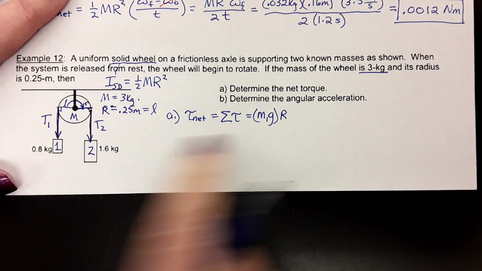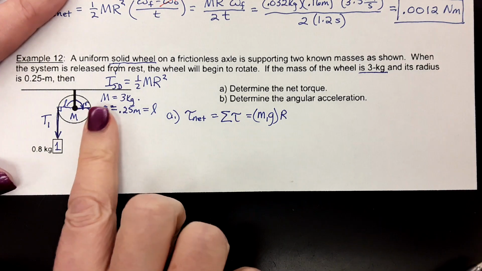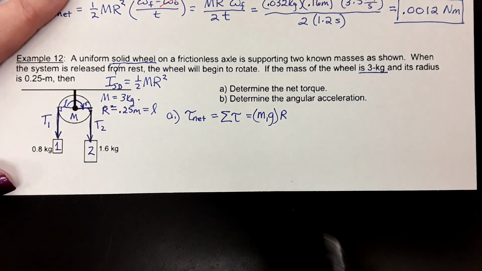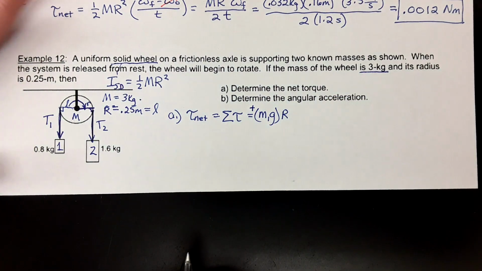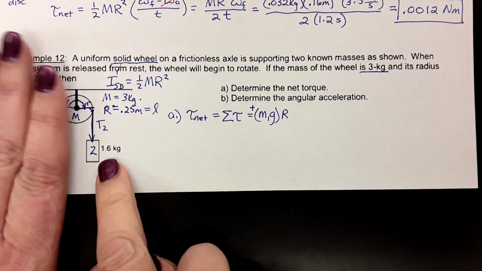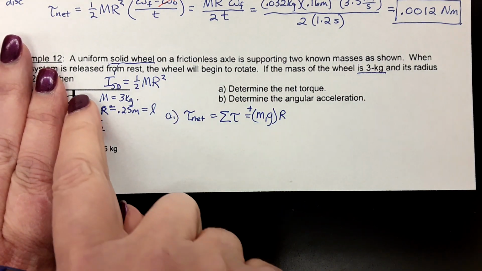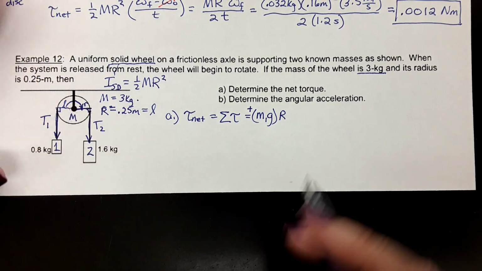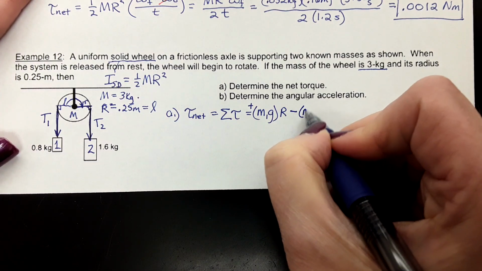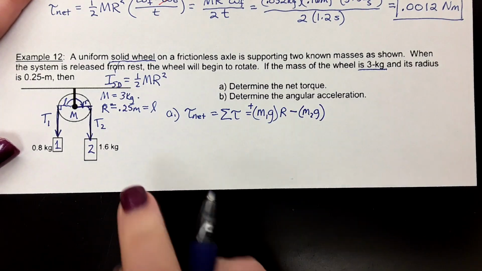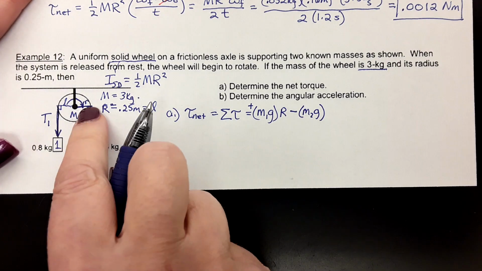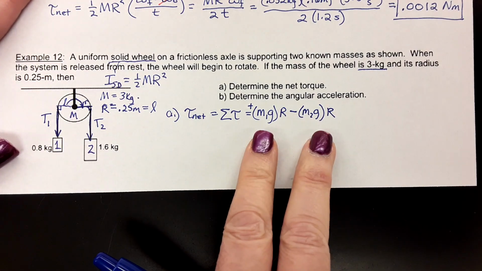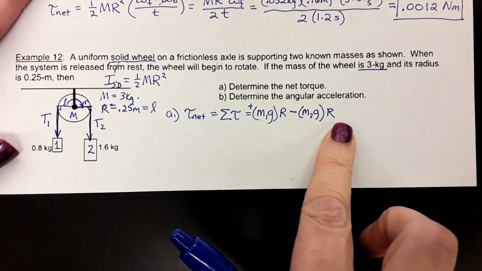So that's going to be M1G times the lever arm, which is R. Now, what kind of rotation would that produce if it were the only thing acting on the wheel? Well, it would produce a counterclockwise rotation. So I'm going to put a positive there. Now let's look at the second one. The second mass is pulling down this way. So it has a rotation that would be clockwise, and that's negative. M2G is the force, and its lever arm is R, the same R. So there are our two torques, force times lever arm, force times lever arm.